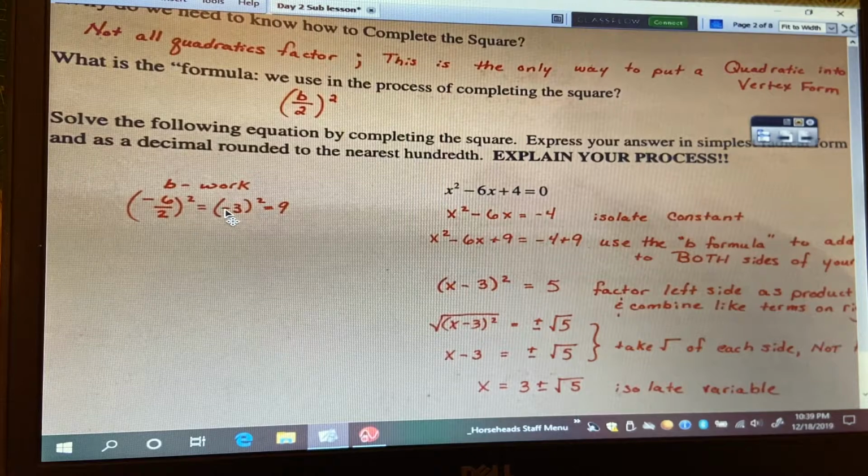Off to the side, make sure you show your b work. Don't skip any of it. People were making mistakes with that yesterday. All right, let's go to the next page.